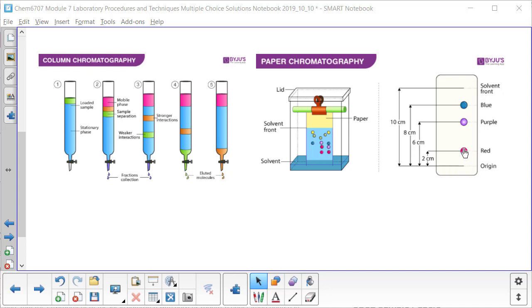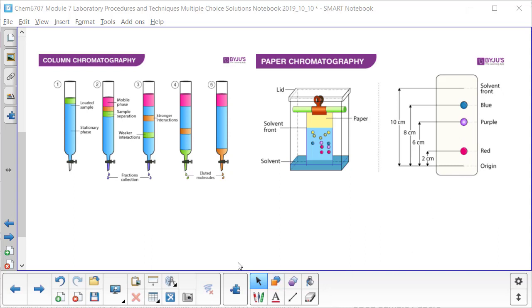Now, why does the red separate here, the purple here, and the blue here? Well, what happens is as the mobile phase is pulled up the stationary phase, which in this case is the paper, the colors that take longer to come out are more attracted to the solvent, whereas the red is more attracted to the paper, the stationary phase, or less attracted to the solvent. So there's this competition between the parts of the mixture, between the mobile phase and the stationary phase, and the colors come out as they are less attracted to the solvent and more attracted to the paper.